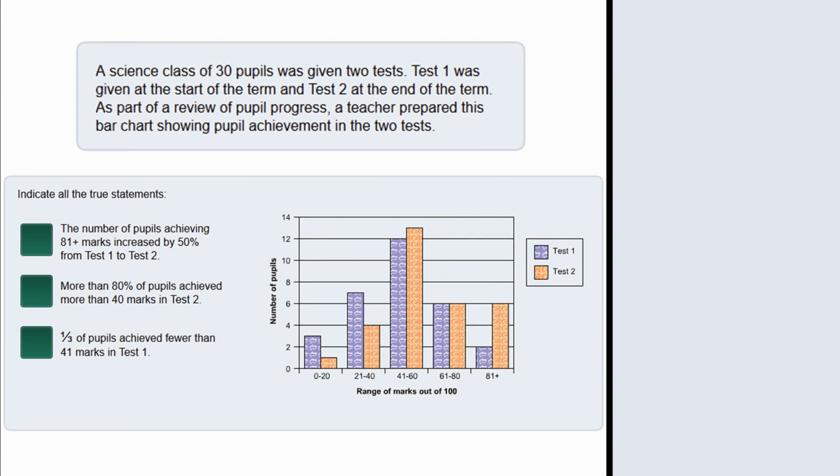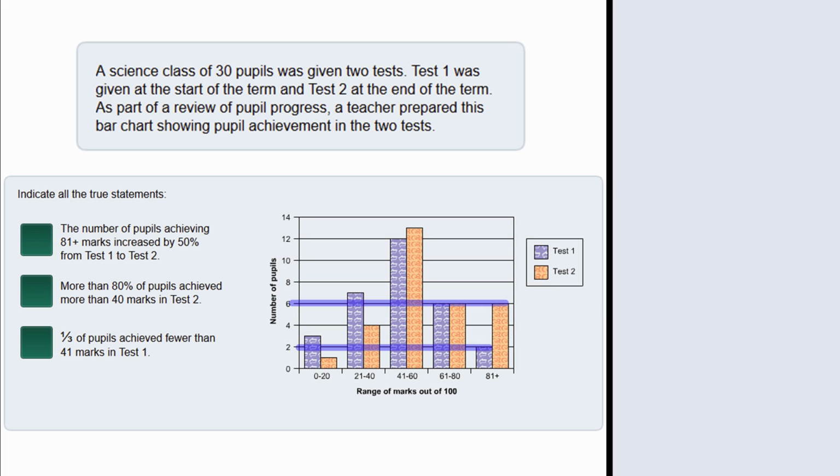In this question we are given a bar chart representing the Test 1 and Test 2 marks of 30 pupils, and the question asks us to indicate all the true statements. The first statement claims that the number of pupils achieving 81 plus marks increased by 50% from Test 1 to Test 2. Well, we can see in Test 1 we had exactly 2 students who got a mark of 81 or above, and in Test 2 this increased to 6.